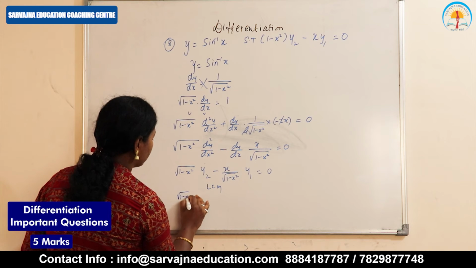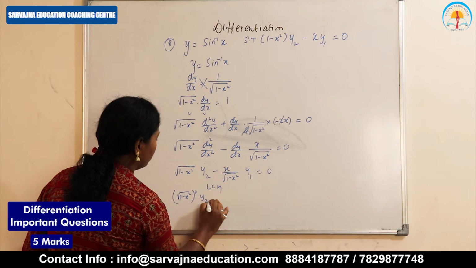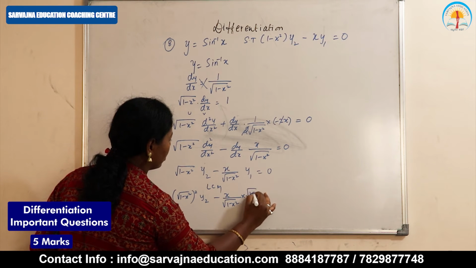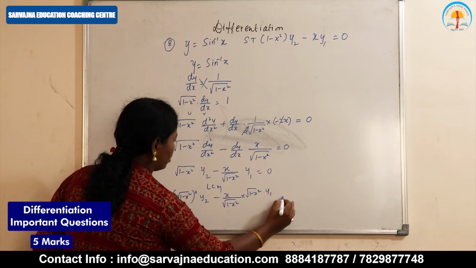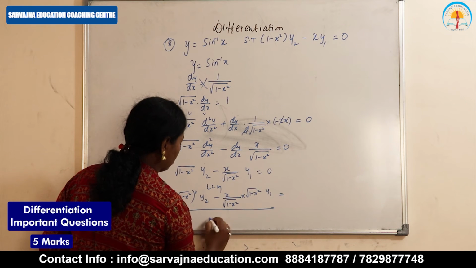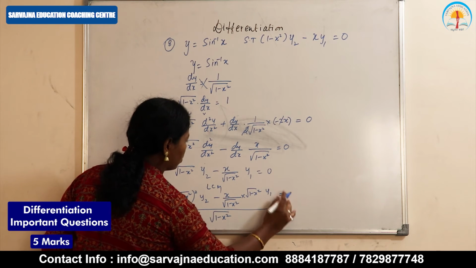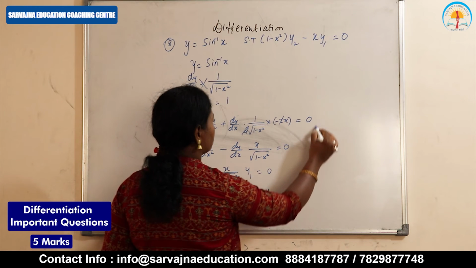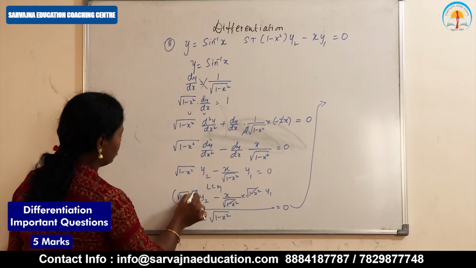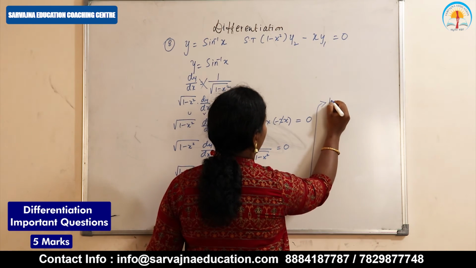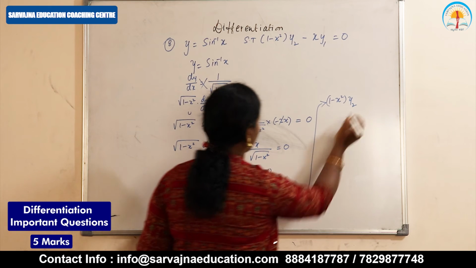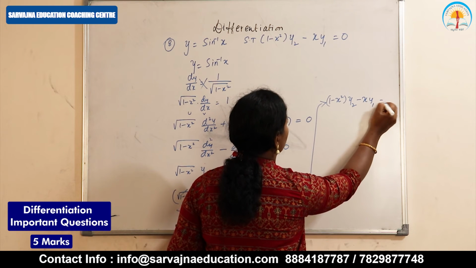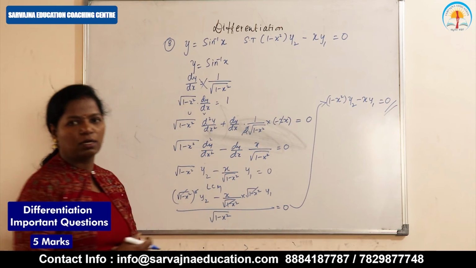Now we'll do the LCM here. So root 1 minus x square whole square y2 minus x divided by root 1 minus x square into root 1 minus x square y1 is equal to 0 over root 1 minus x square. So now this and this get cancelled. What is the answer here? The square root gets cancelled: 1 minus x square y2 minus x y1 is equal to 0. Yes guys, we got the answer, correct?